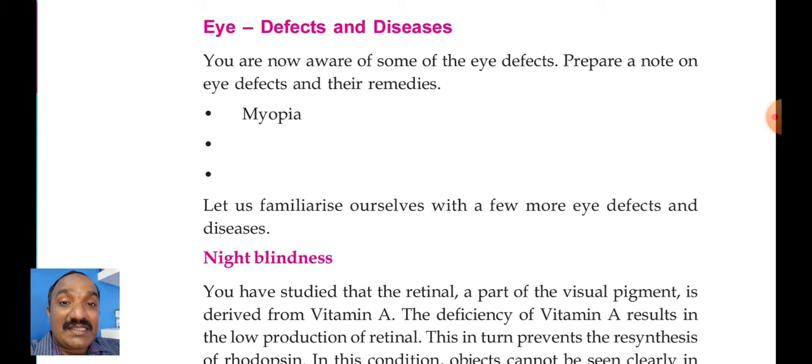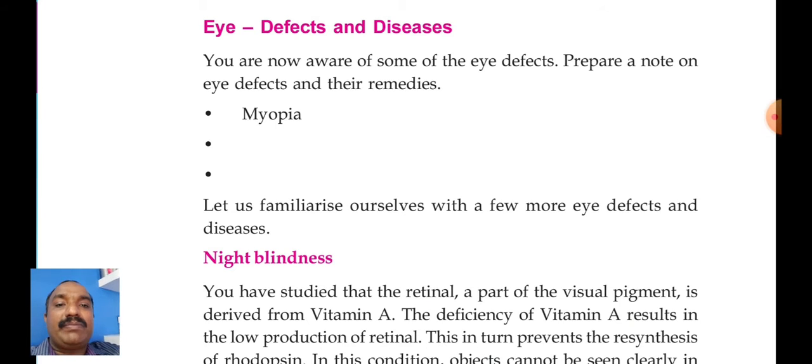When the elastic nature of the lens is lost in a person's eye, that person will be unable to see nearby objects, same as hypermetropia. That condition is called presbyopia.